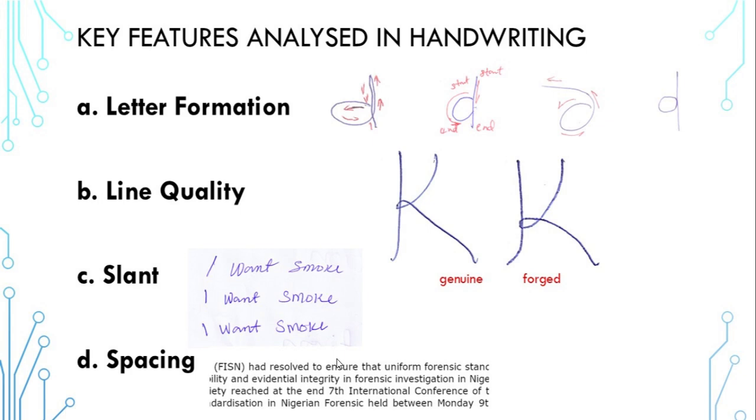So let's move ahead. Next we have key features analyzed in handwriting. What are the key features analyzed in handwriting? The first one is letter formation, or letter design. Every writer has a unique way of forming his or her own letters.